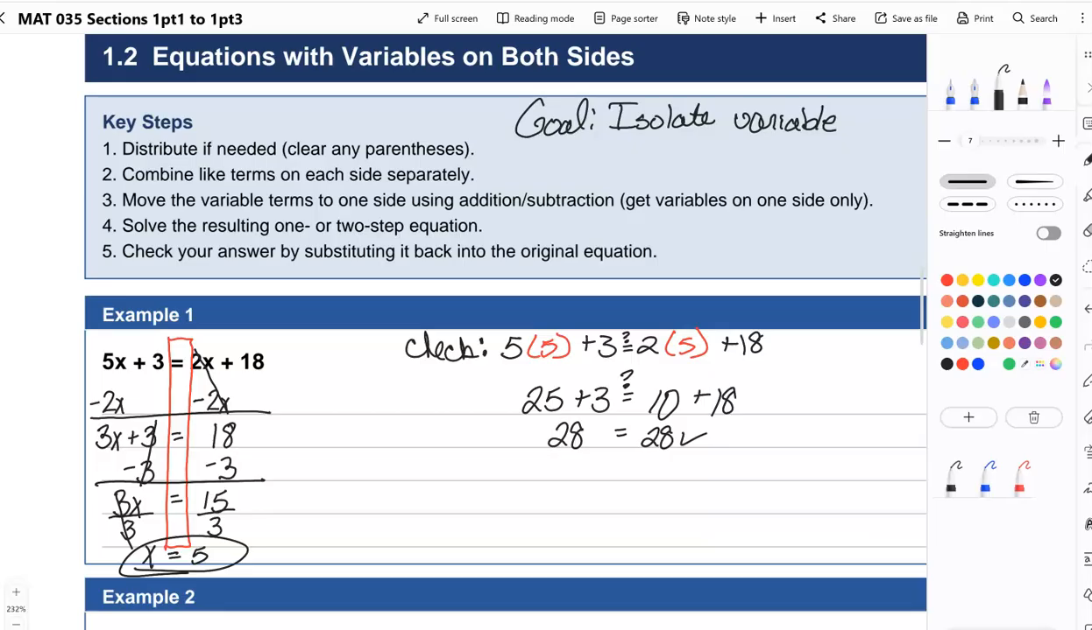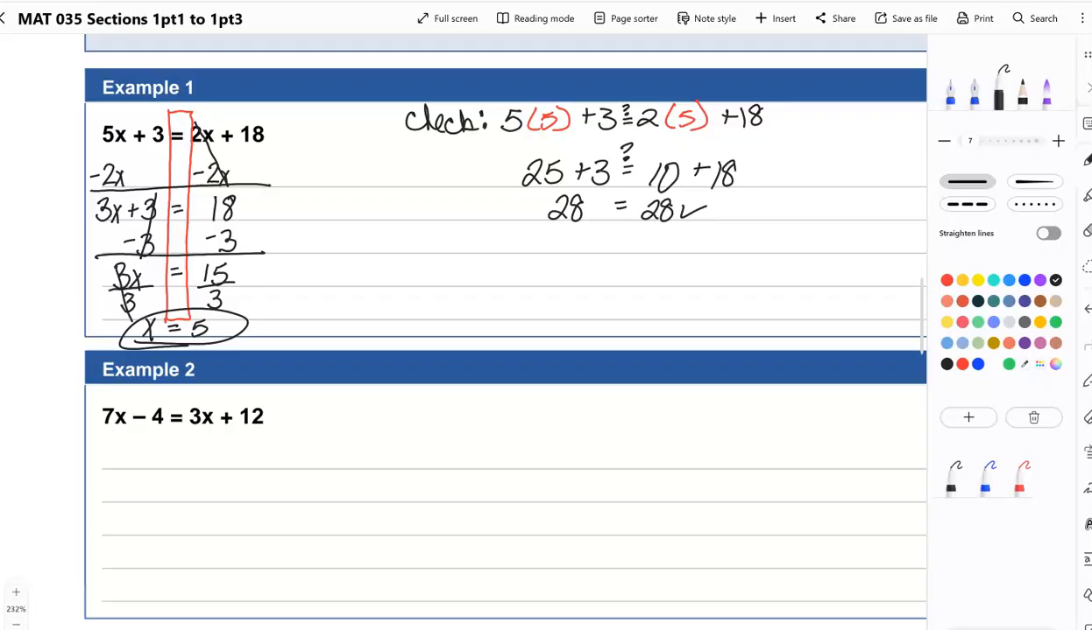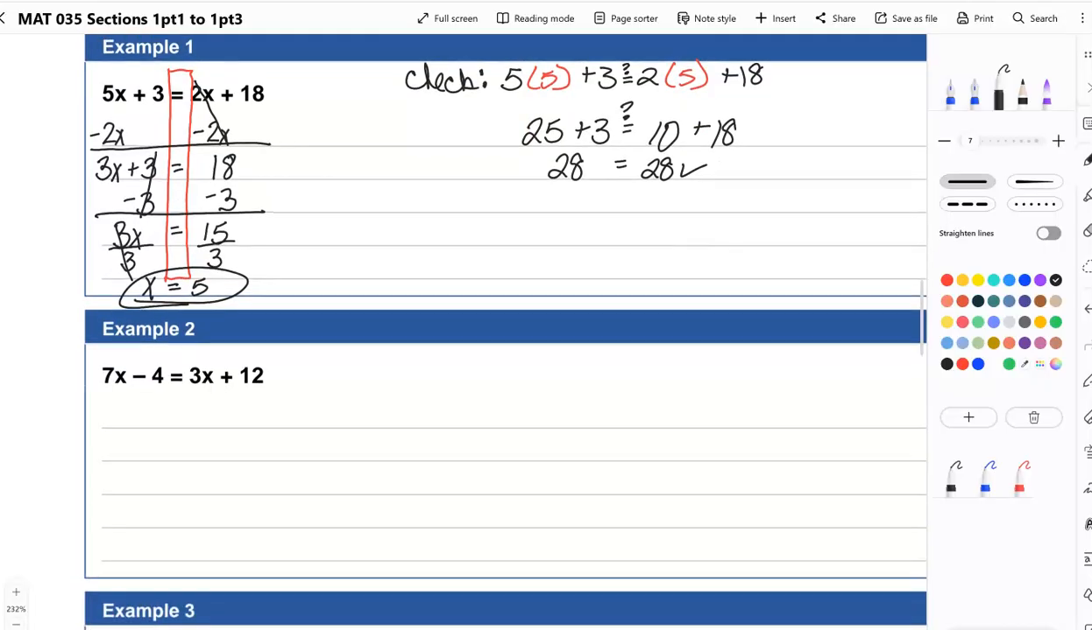But the goal is to get all the variables on one side. And then you're going to start peeling those layers. So let's look at the next one. We have 7 times x minus 4 equals 3 times x plus 12. I want to get the variables on the same side, so I'm going to choose to move them to the left. I'm going to draw my wall.